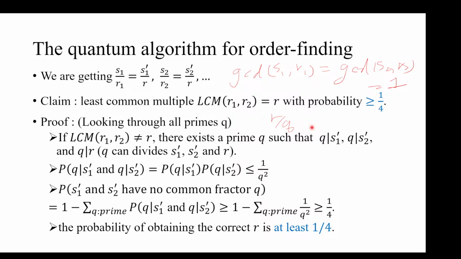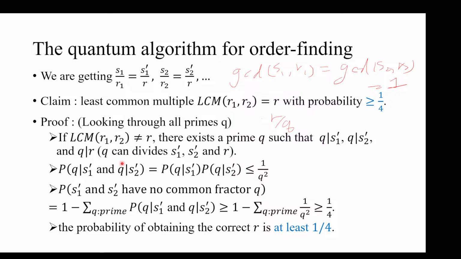And what we are going to do next is look through all prime numbers. We want to see the probability that some prime number divides S1 prime and also divides S2 prime. We are just seeing, we draw random S1 prime, random S2 prime, and see whether Q divides them.